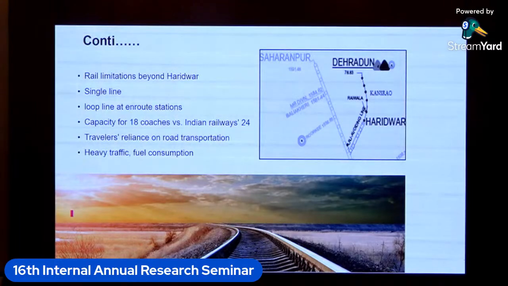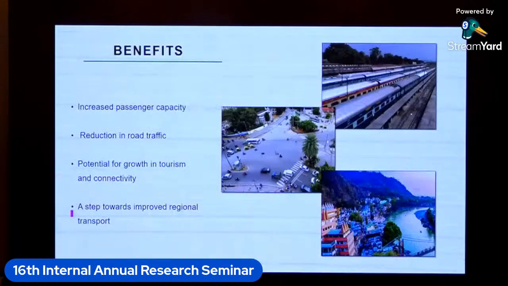Railway connectivity up to Haridwar is well connected. Beyond Haridwar, there is a single line from Haridwar to Dehradun, and the end loop connecting the stations has only the capacity to accommodate 18 coaches, whereas all over India, the Indian Railway has a capacity to accommodate 24 coaches. Hence, travelers usually prefer road transportation, leading to heavy traffic, fuel consumption, and many more conservation issues.